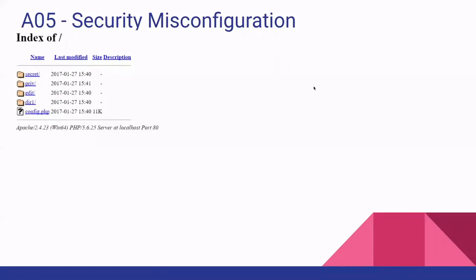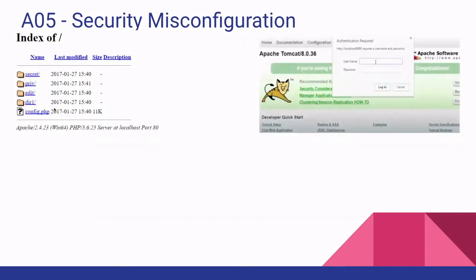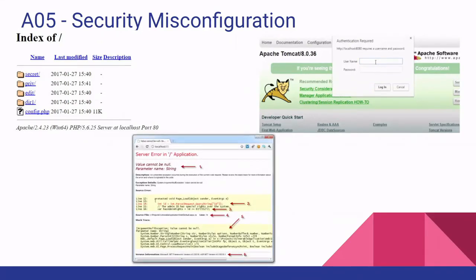Some of the examples are, again, directory listing. If it is not disabled, one can easily look at the directory by just traversing through the directories. Let's say Apache is installed and the default admin access is available, and if there is a default username and password, that's a bad configuration. Similarly, the stack trace that we were talking about earlier: you can see all the queries being used, or a particular ID. Depending on the application being built, such errors should be gracefully handled.